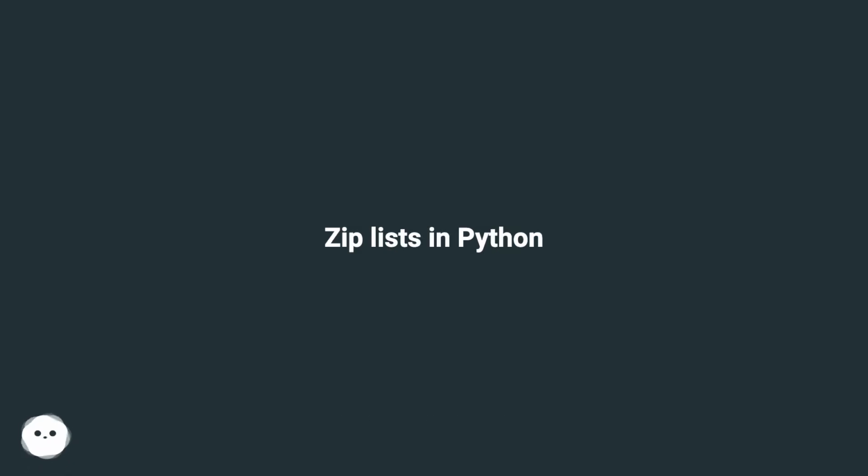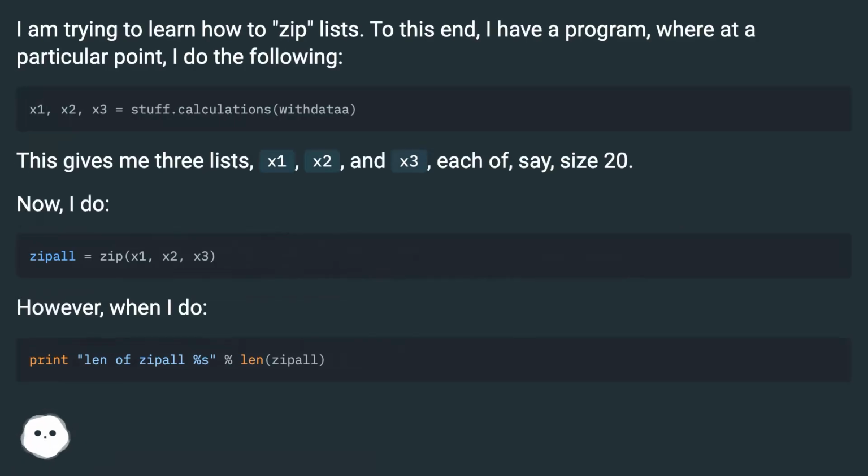Zip lists in Python. I am trying to learn how to zip lists. To this end, I have a program where at a particular point, I do the following. This gives me 3 lists, x1, x2, and x3, each of, say, size 20. Now, I do.